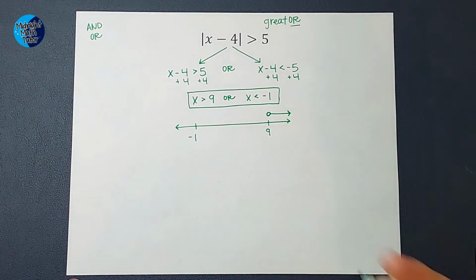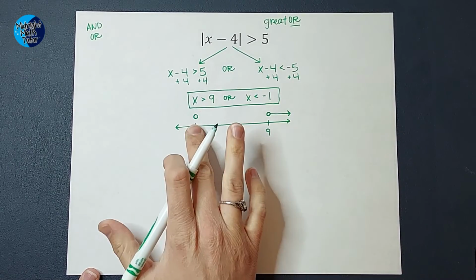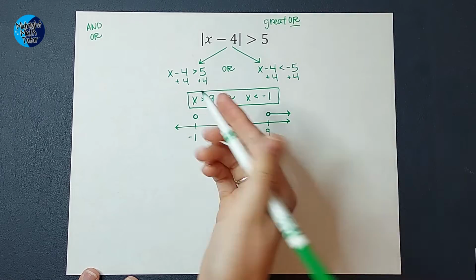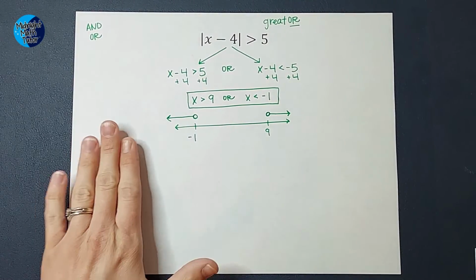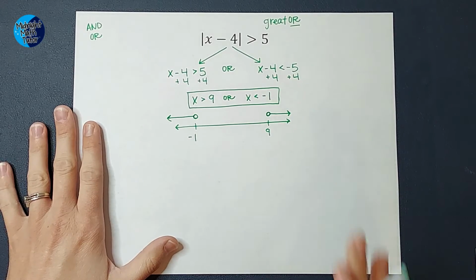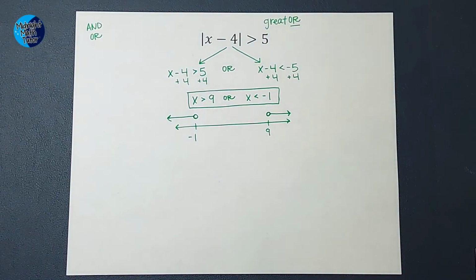Or x can also be less than -1. Again, open circle at -1 because it can't actually be -1. Less than, that way. Okay, so any number smaller than -1 or bigger than 9, I can plug in for x and it'll make that true.